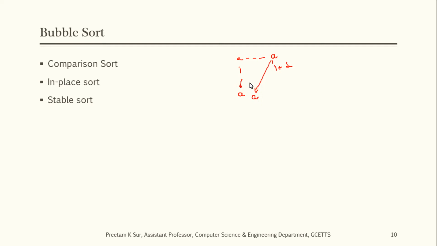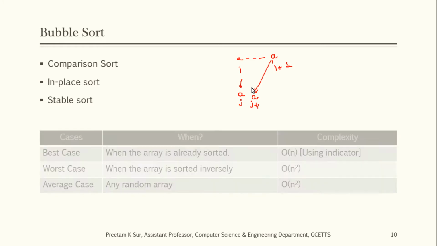So in the sorted array, if this a, which is in the ith position originally, comes to the jth position, the a which was in the i plus d position will come just after the jth position, that is the j plus 1 position. So the relative order between these two duplicate elements is going to be maintained even after the sorting. In this case it is called a stable sort. In a stable sort the relative order of the duplicate elements is maintained. In bubble sort that scenario happens, and that's why bubble sort is also a stable sort.